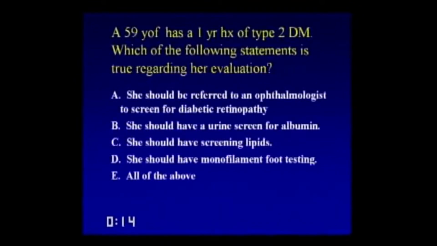A 59-year-old white female with a 1-year history of type 2 diabetes. Type 2 diabetes, which of the following statements is true? And it's essentially the same list at the top. Ophthalmologist for diabetic retinopathy, screen for albumin, she should have screening lipids, she should have monofilament foot testing, or she should have all of the above. If I may have your answer, please.